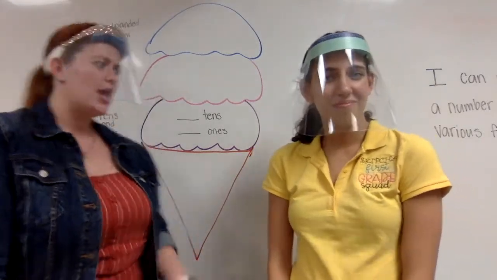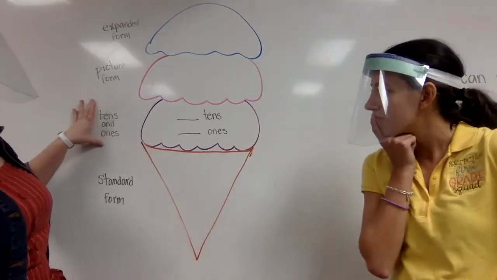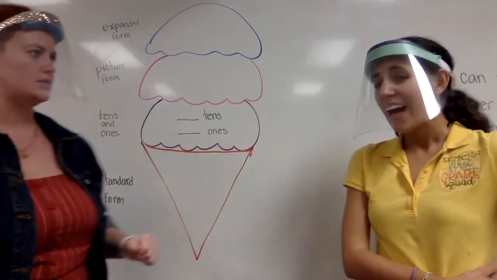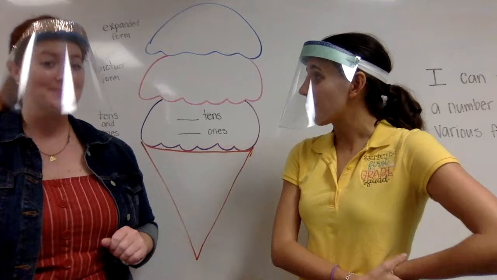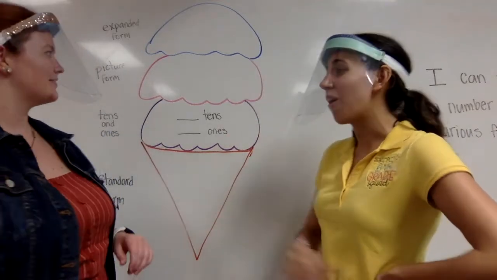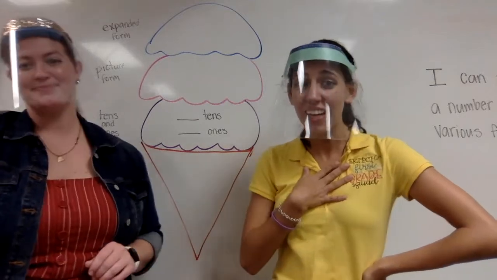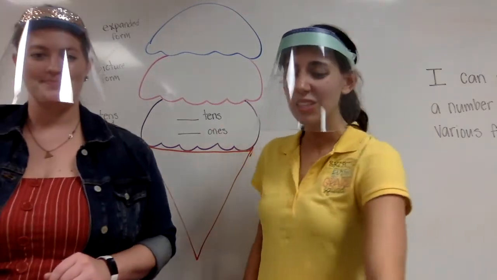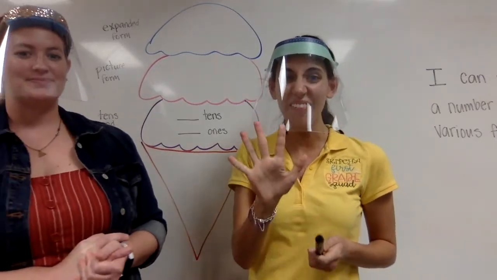Miss Lestico, we have all the different forms written on the side. Standard form, then tens and ones, picture form, and expanded form. Well, I loved in the video how the students got to pick different ages of their family members and represent them in all these forms. So I'm going to pick some ages of people in my family, and then I'm going to do the exact same thing on our ice cream. So I'm going to start with my nephew. He is 5 years old.